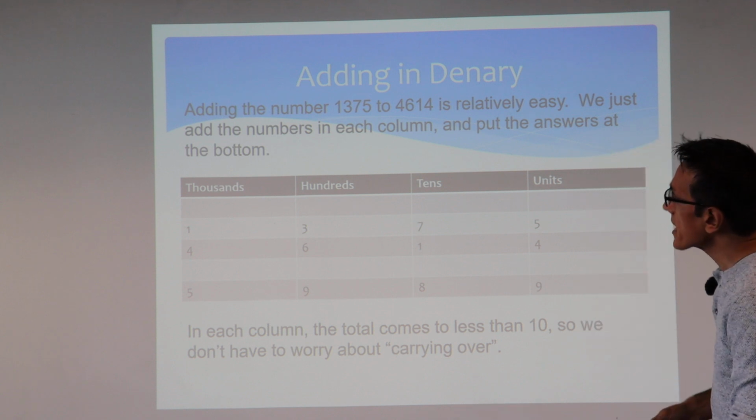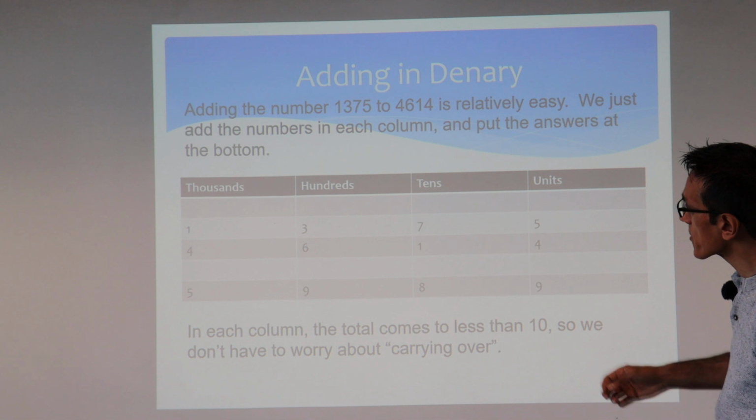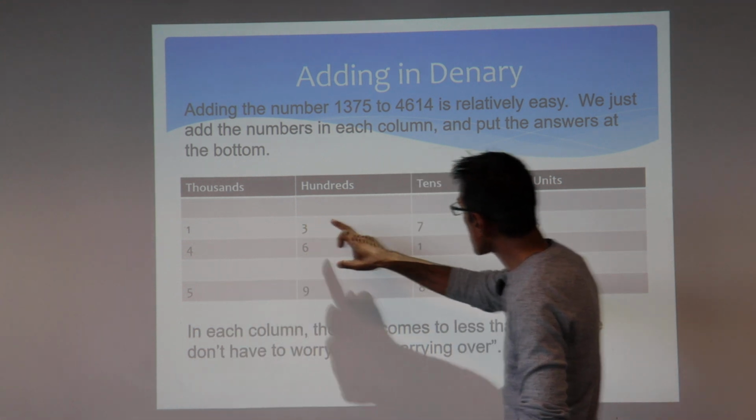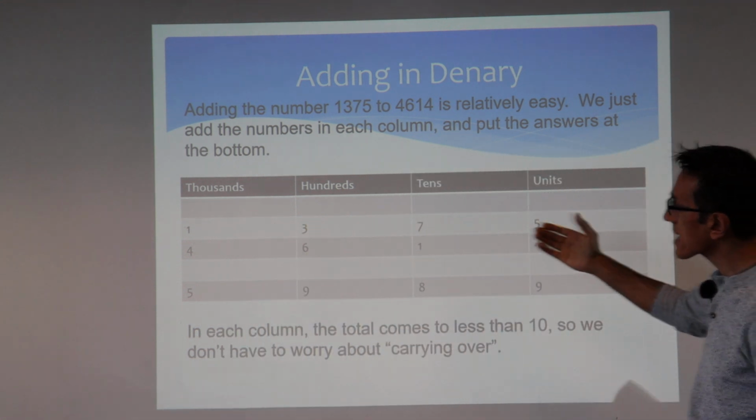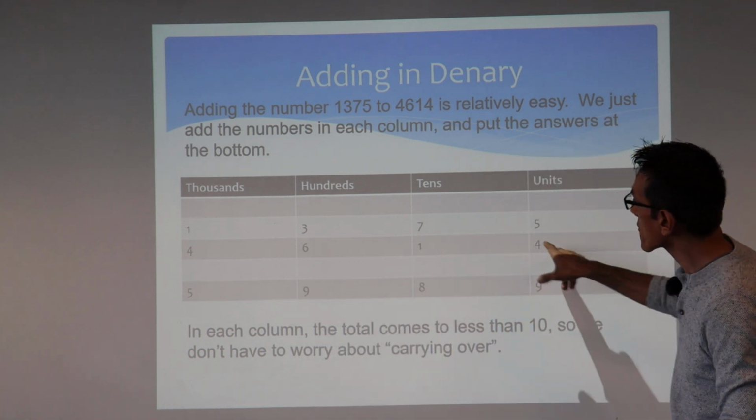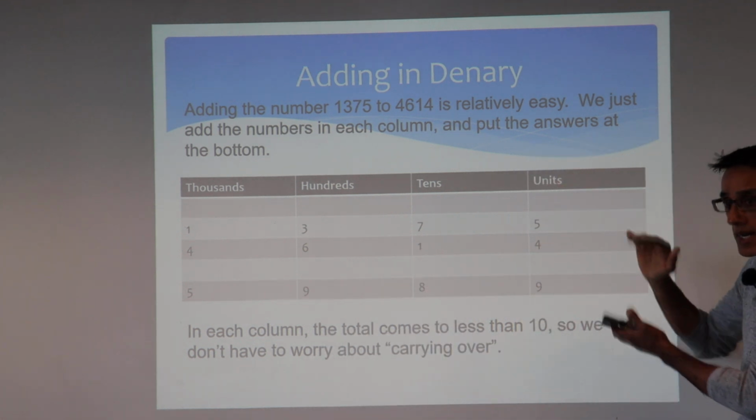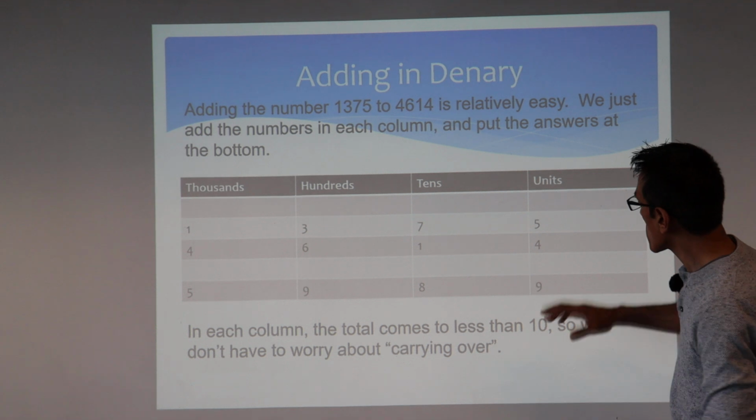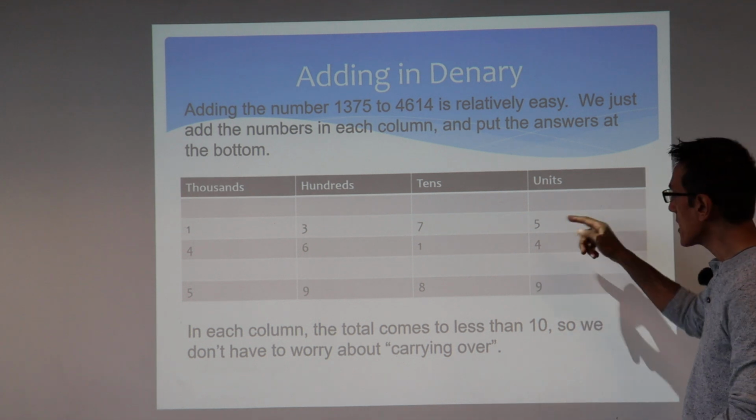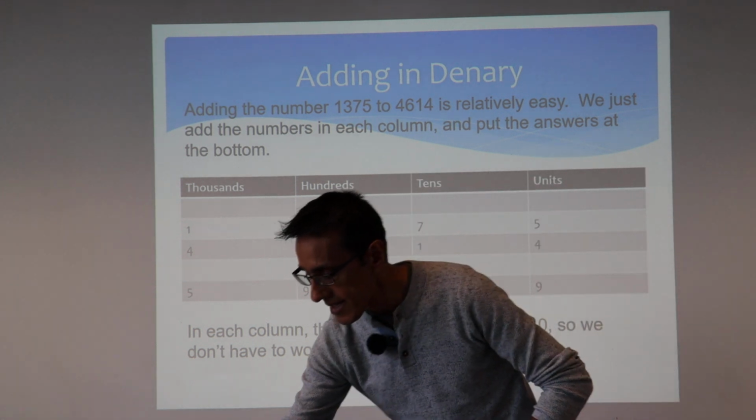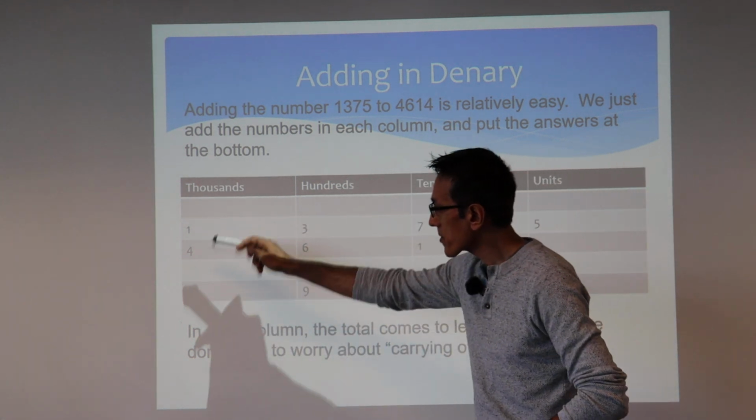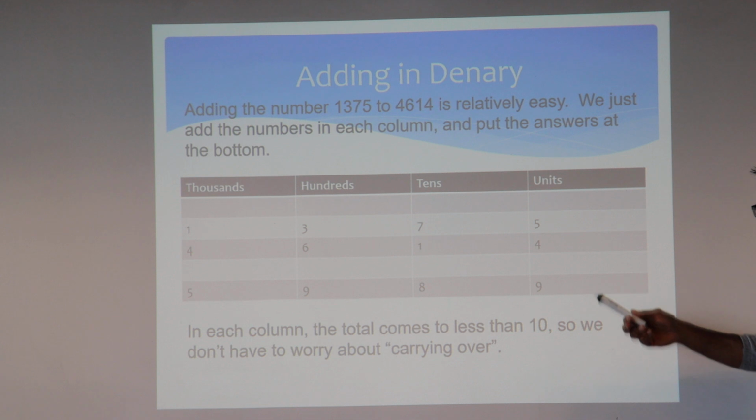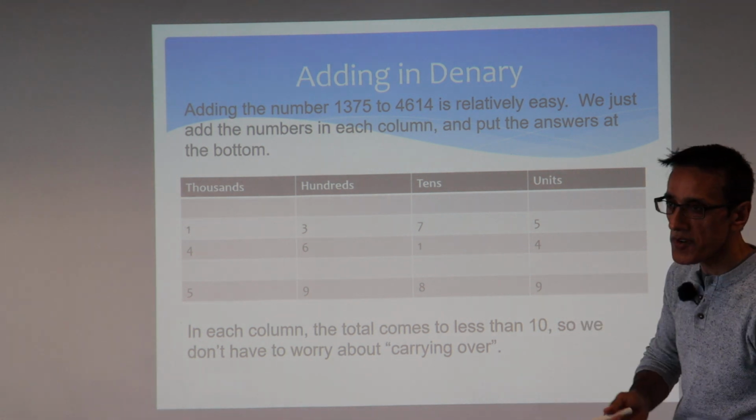Just a recap then, in base 10 what we normally do is we place the numbers which we are going to add. So here we have 1375 adding 4614. We align them together and then add these numbers up. This is a straightforward one, so 5 plus 4, we always start from the right hand side. 5 plus 4 is 9, 7 plus 1 is 8, 3 plus 6 is 9, 1 plus 4 is 5. Straightforward, we put our answer down and that's it. We don't have to worry about carrying over anything.